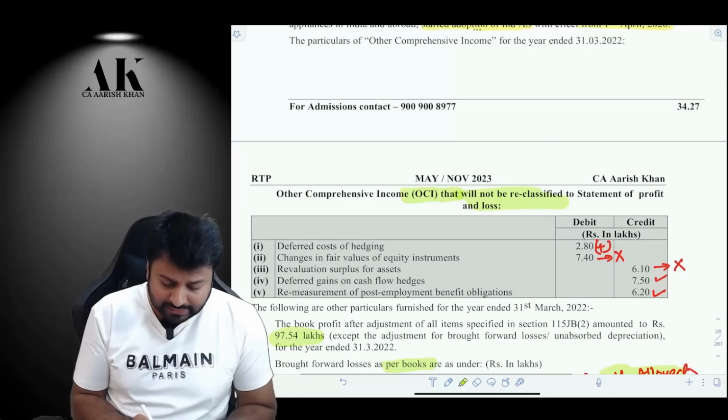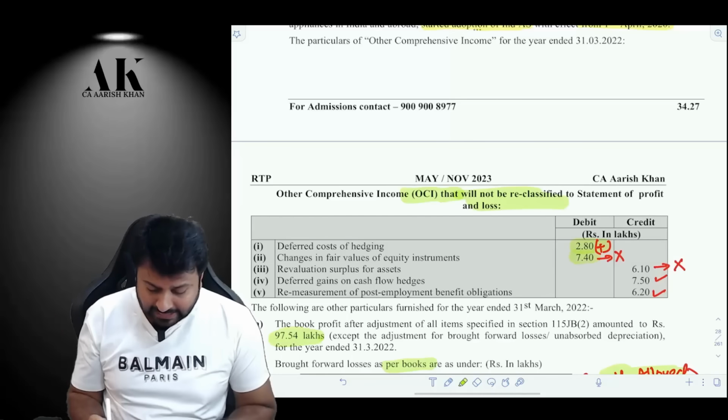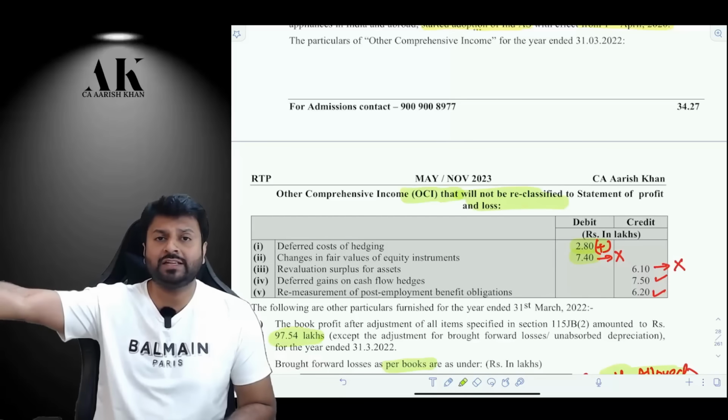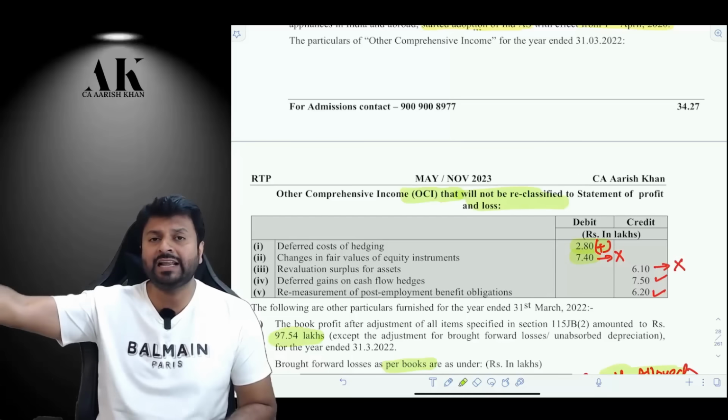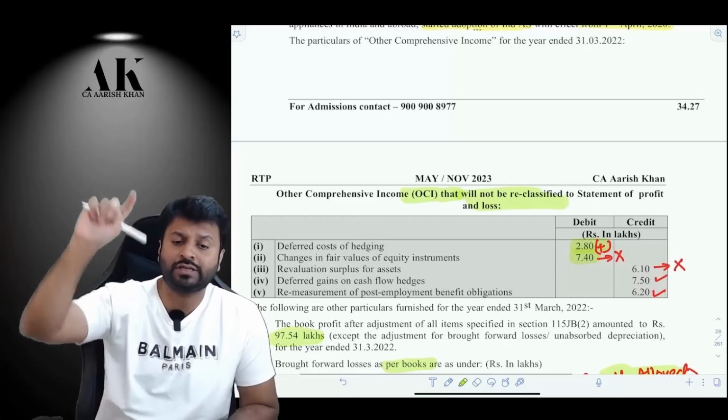First of all, there is the deferred cost of hedging. You have to add this back because this will never be classified to P&L. Second, there are changes in the fair value of equity instruments. Do not add this back because this is an exception given in the MAT with Ind AS concept, which says that this will be added back in the year in which it is sold. Whenever it is sold, in that year we have to add this back.